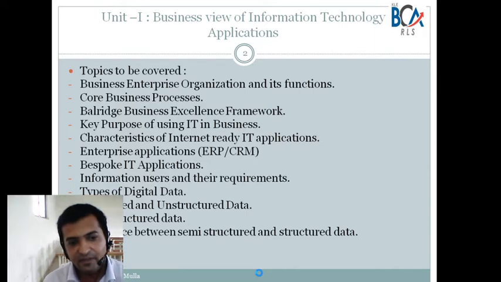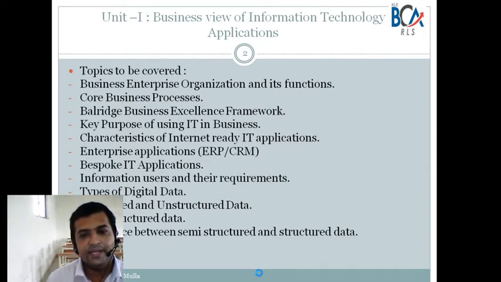Then we have characteristics of internet-ready IT applications, enterprise applications like ERP and CRM, bespoke IT applications, information users and their requirements, types of digital data, structured and unstructured data, semi-structured data, and the difference between structured and unstructured data.